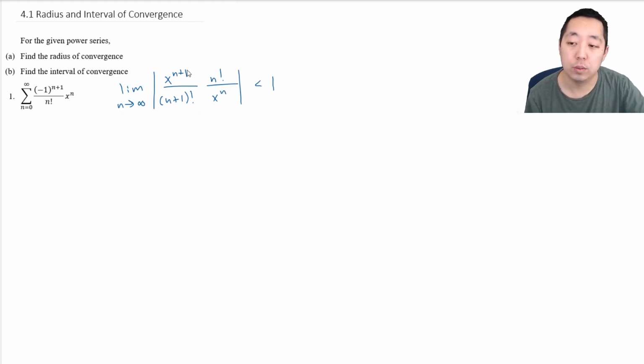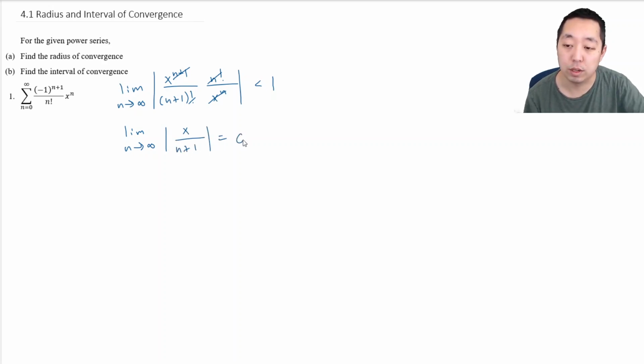Right? So we are going to do some canceling. That cancels and that cancels. So I have the limit as n goes to infinity of the absolute value of x over n plus 1. That's going to equal 0 because no matter what x is, if x is a finite value, as n goes to infinity, this will always approach 0. So this always converges. And if it always converges, the radius we say is infinite, or the interval of convergence is basically anything between positive and negative infinity.